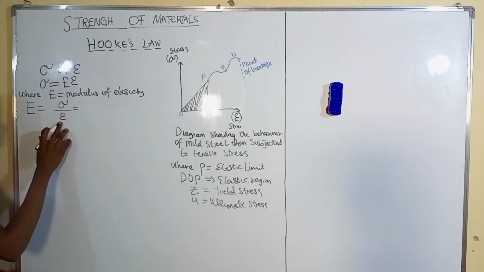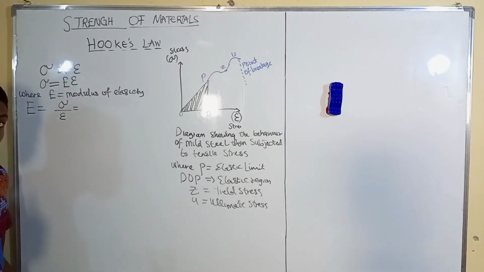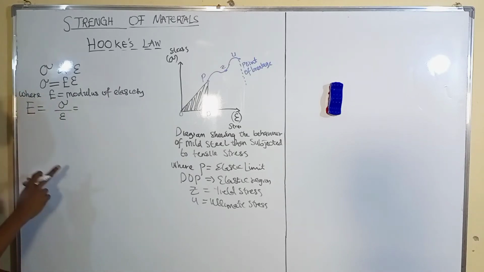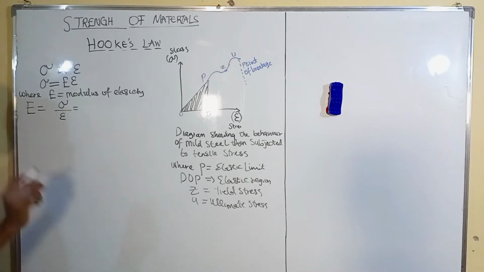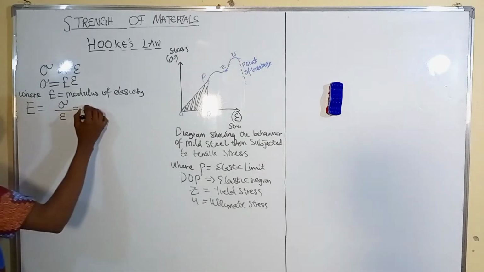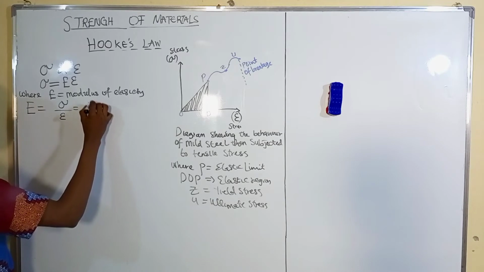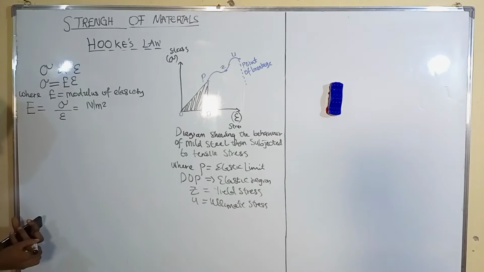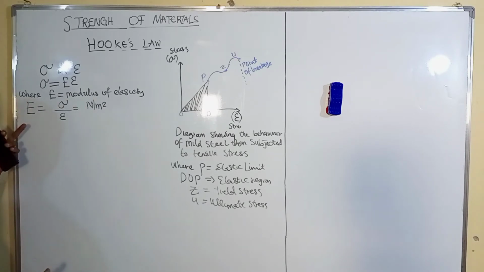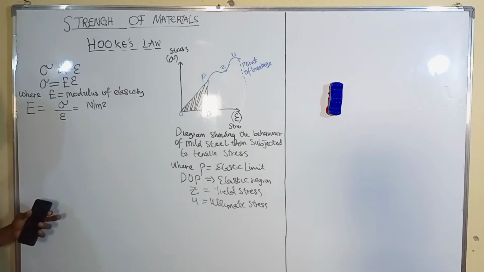Now take note, since we know that the strain earlier is dimensionless, the modulus of elasticity will have the same unit as stress. So therefore, the unit is Newton per meter squared. Very, very important. The unit for the modulus of elasticity is the same as the unit for stress. It is very, very important to take note of that.